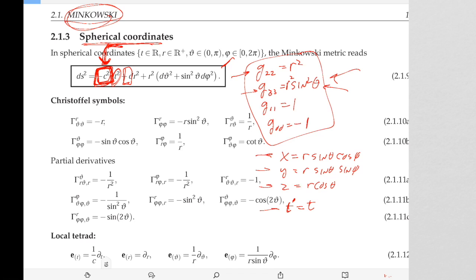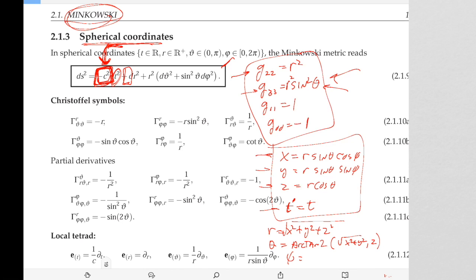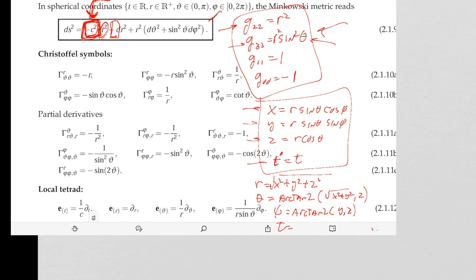And if these are the transition functions, likewise there are the inverse versions of those transition functions, where r equals the square root of x squared plus y squared plus z squared. What's next? Theta is going to be arctan2 of the square root of x squared plus y squared, comma z, I think. And phi is arctan2 of y, x. I'm pretty sure that's it. And then, of course, with that, also t equals t prime.